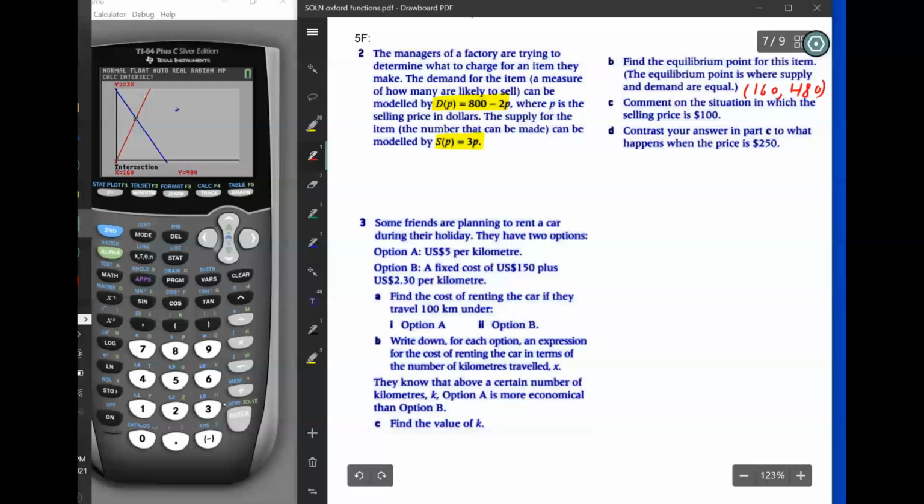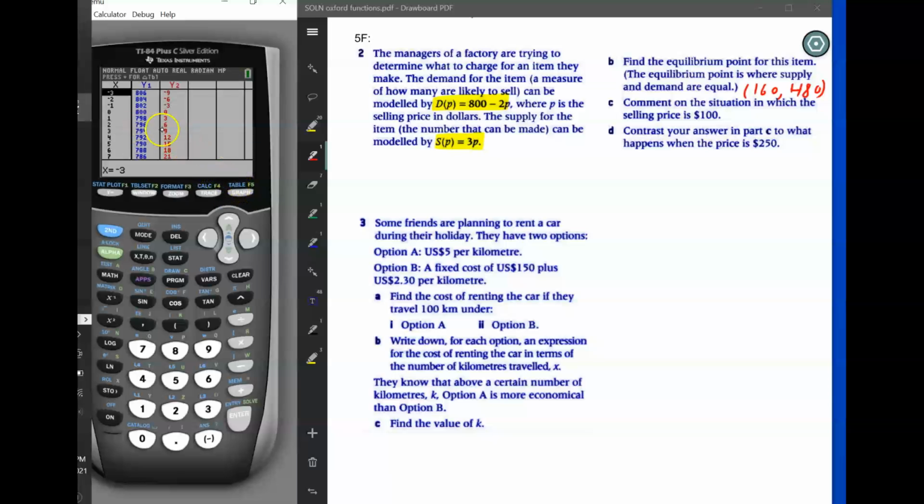$160, 480. By the way, 160 is the price and 480 is the demand for the item, how many are going to sell. Comment on the situation in which the selling price is 100. So let's see. When the selling price is 100, let's do second table, and then we'll see what the two values are when x equals 100. To do that, let's jump down to 100, shall we?